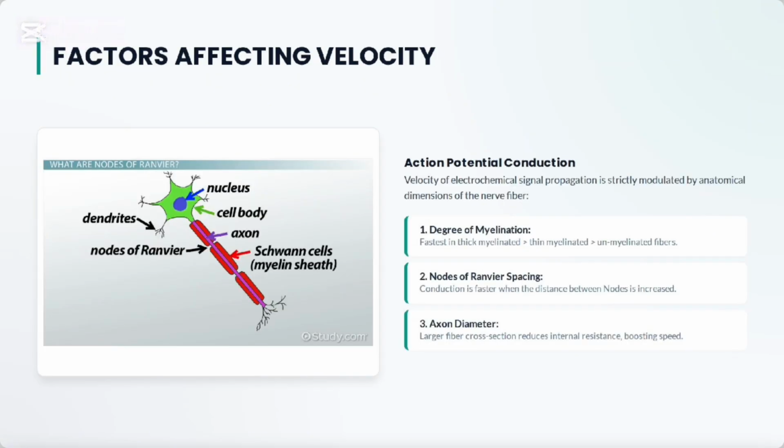Dendrites, nuclear cell body, axon, Schwann cells, a myelin sheath, and nodes of Ranvier, and the three modulators of speed. Simple explanation. What makes an electrical signal travel faster down a nerve?